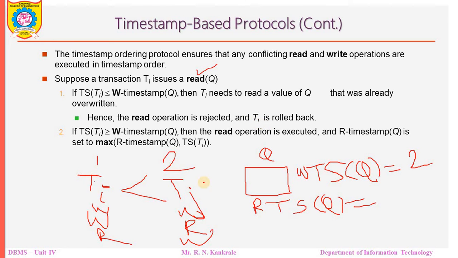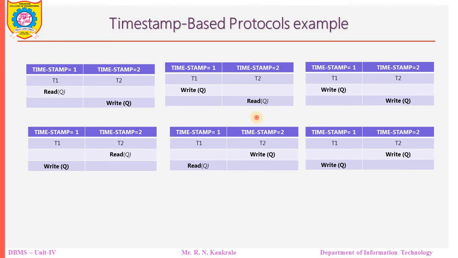So let us understand this with the help of a table. Consider the case that transaction T2 has done a write operation on data item Q, so WTS of Q is 2, because the timestamp of T2 is 2. Now transaction T1 wants to read the value of Q. Will it be allowed to read it?